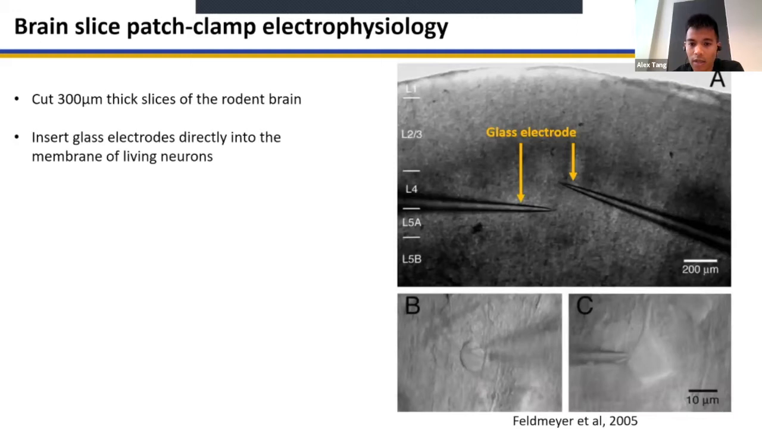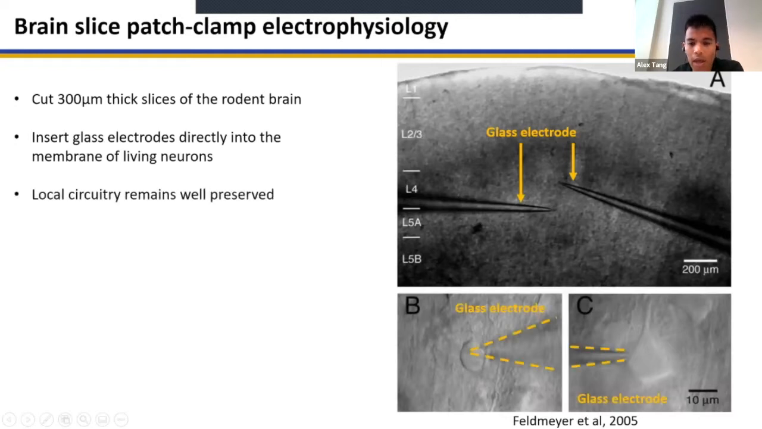And we can insert glass electrodes, shown here in the arrows, into the neurons to actually record their properties. Even though we're slicing the brain, in that 300 micron slice, the local circuitry remains well preserved. So we can look at connections between the different neurons in that slice. And so here's an example of where we're taking the brain slice. You can put it under a microscope, and they look like grapes, really, kind of like these grape-like structures under the microscope. And then we can insert our glass electrodes into them.